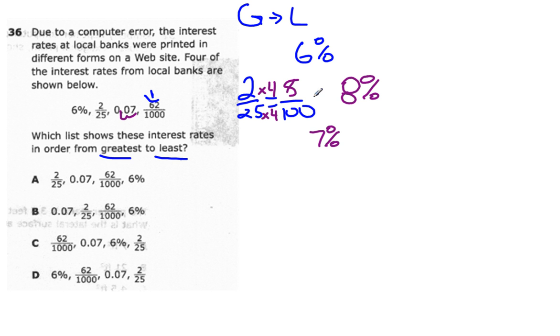So let's look at these three numbers. If we're looking from greatest to least, then 8% would have to come before either 6% or 7%. So we're looking for where 2/25 comes before 6% and 0.07. So let's see. 2/25 first, then 7%, then 6%. This one has 7% first. That can't be right, because this has to be the very first number. Well, either the first or second, because who knows? Maybe this one's bigger. But that's not the case here. Same thing for choice C.